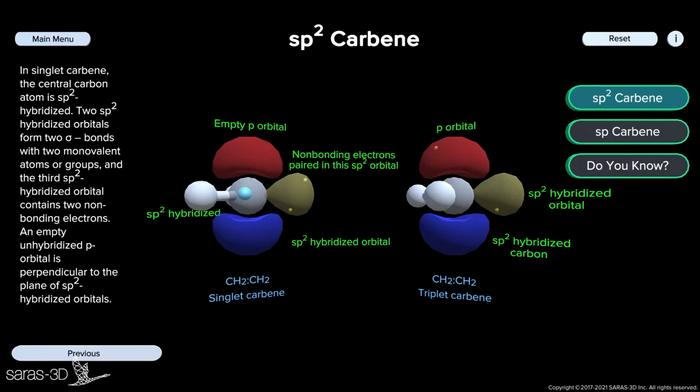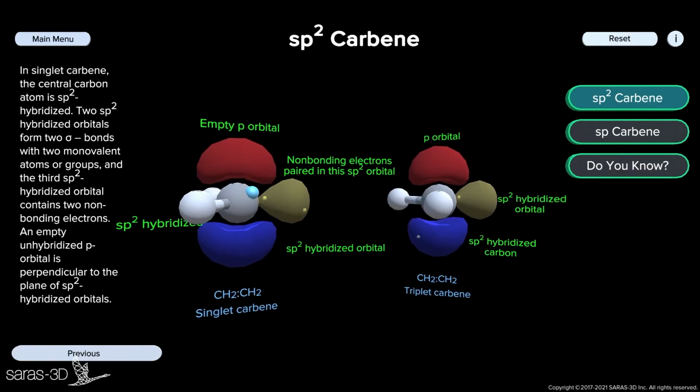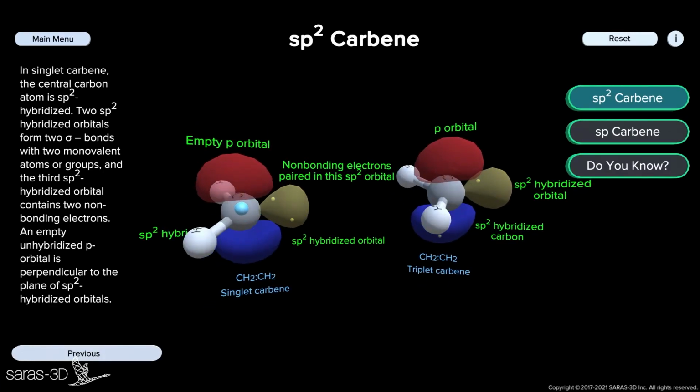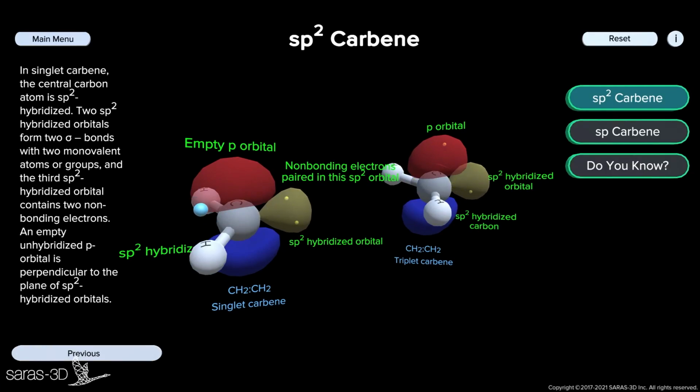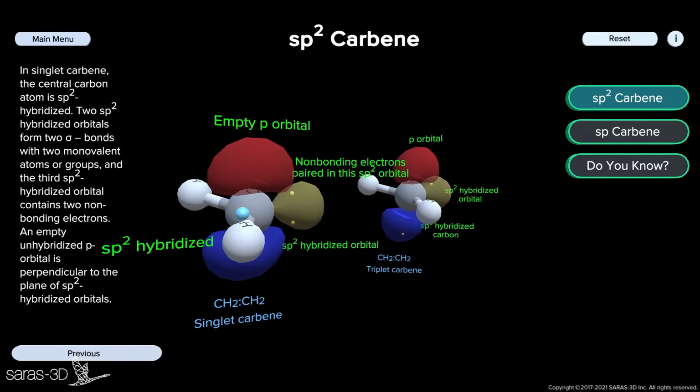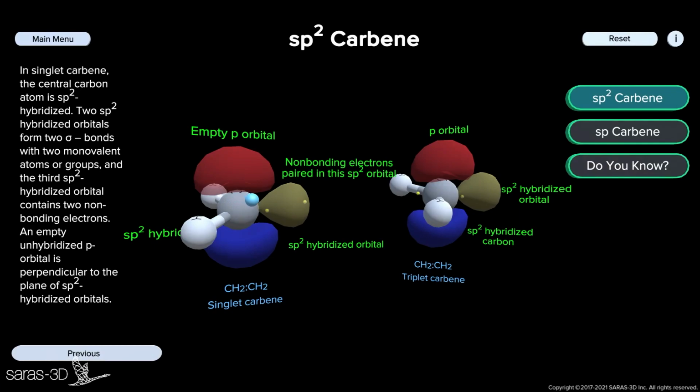Now, in the singlet carbene, as we can see here, the central carbon is sp2 hybridized, okay? And the two sp2 hybridized orbitals form two sigma bonds by overlapping with the 1s orbital of the hydrogen atom, as we can see here. So we have got two CH sigma bonds, right? But we have one of the sp2 orbitals left, so the third sp2 hybridized orbital is going to have the two non-bonding electrons. So this is the hybridized sp2 orbital where it has the two non-bonding electrons.